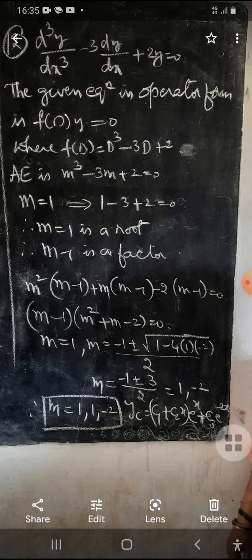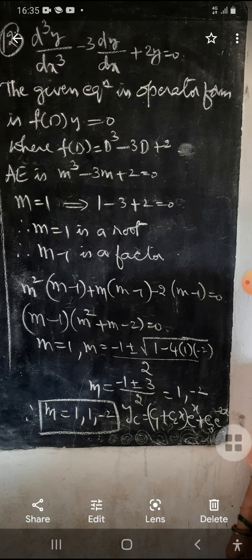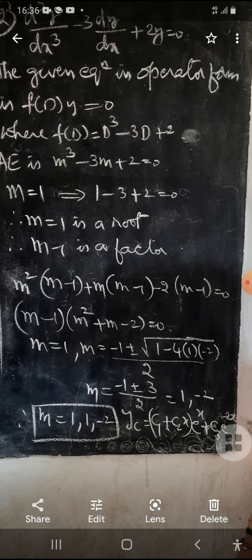So m square into m minus 1 plus m into m minus 1 minus 2 into m minus 1 becomes equal to 0. That is m minus 1 into m square plus m minus 2 equal to 0. Therefore m is equal to 1, and further m is equal to minus 1 plus or minus square root of 1 minus 4ac, that is 1 into minus 2, divided by 2.